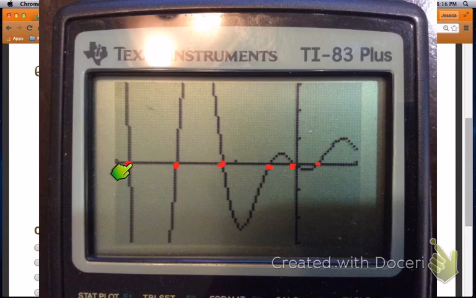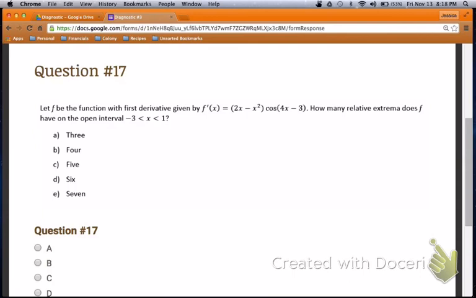So if I count up how many relative extrema it has: 1, 2, 3, 4, 5, 6, because it crossed through the x-axis 6 times in this interval from -3 to 1. So that answer choice would be D. 6 times that it crossed through, which means there are 6 relative extrema for this problem from -3 to 1.